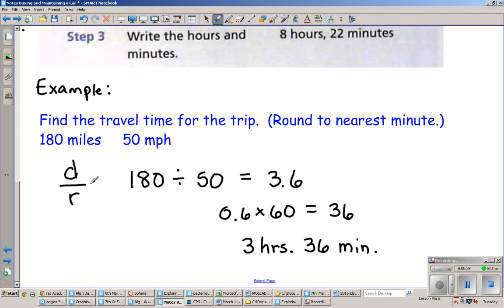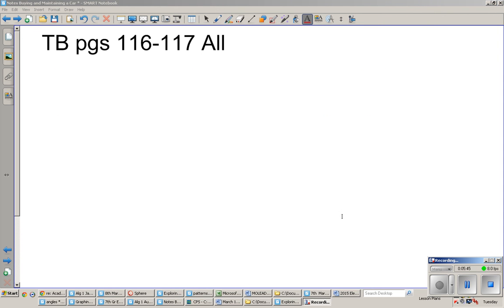Just remember that when we're finding the amount of travel time, you're taking your distance divided by the rate, and then once you get your decimal number, you do need to convert that decimal part of an hour back into minutes by multiplying that decimal by 60. And that concludes our lesson today. Your assignment will be to do, in your textbook, pages 116 and 117, all of the exercises. That's lessons 11 and 12.